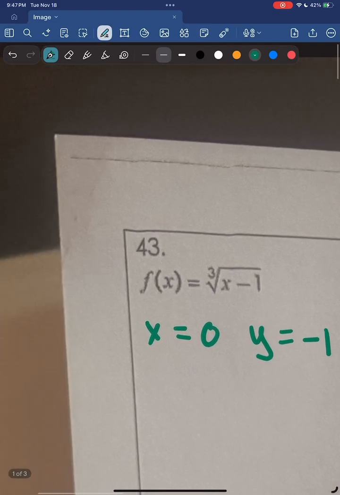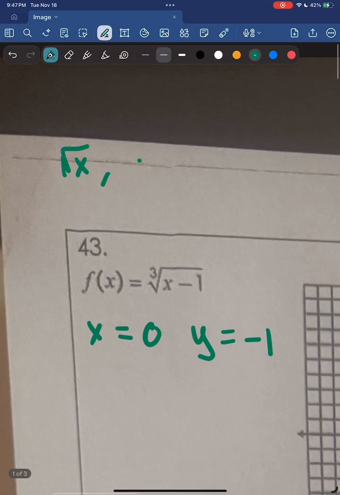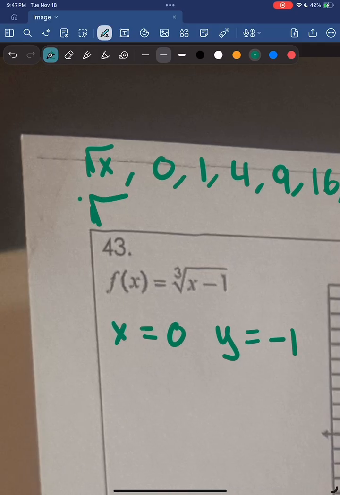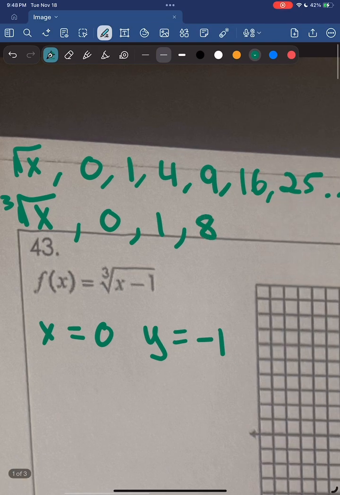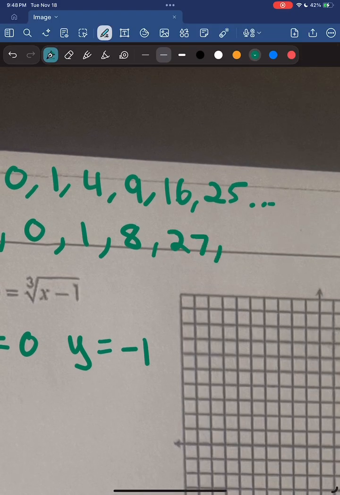Common square root ones, right? If we're given square root stuff, common ones, we know the square root of 0, we know the square root of 1, we know the square root of 4, we know the square root of 9, 16, 25. Come on, you got the rest of them. Now for cubic, our easy ones are 0, 1. The next one we're going to have is 8, because remember, 2 times 2 times 2 is 8. Now 3 times 3 times 3 would be 27. And you could go higher than that. Next one is 64.